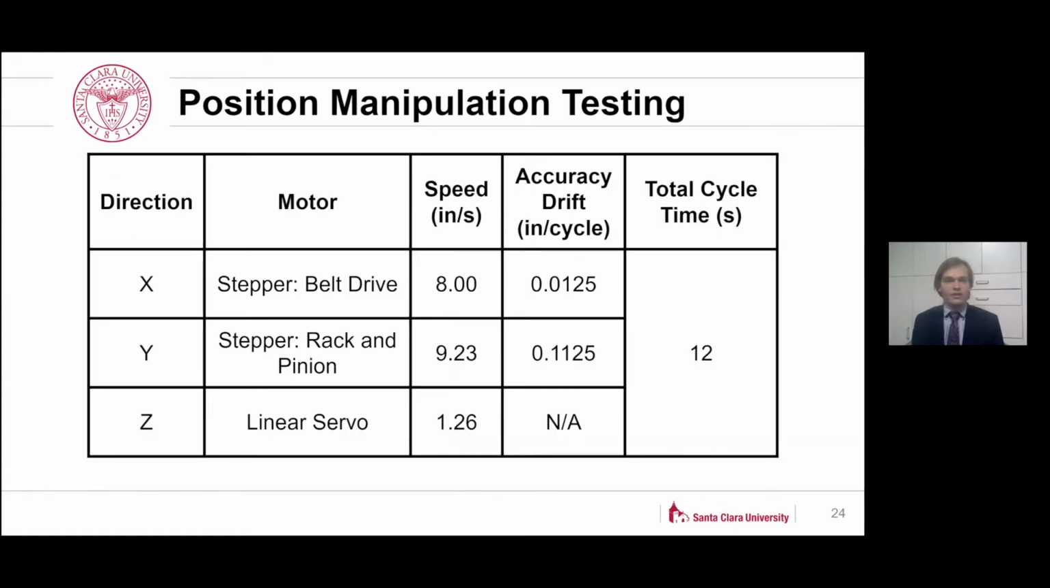And here is the table that has our actual performance data from the spring quarter testing. It gives the speeds of each stage of the robot in inches per second, an accuracy drift measurement, which shows us positional accuracy repeatability data, and on the last column is the total cycle time, which ended up being around 12 seconds, which includes the entire process from movement to the Basil leaf to placement into the can to movement to the next Basil leaf.